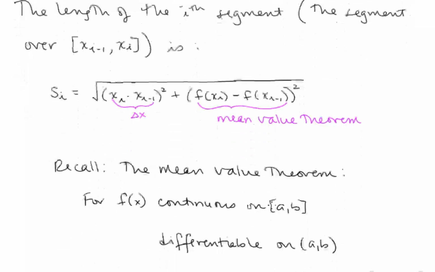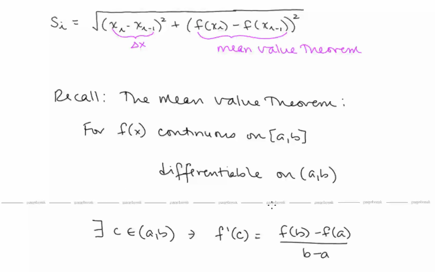So recall, the mean value theorem says that for a function f of x that's continuous on the closed interval [a, b] and differentiable on the open interval (a, b), there exists a c in the open interval (a, b) such that f prime of c is equal to (f of b minus f of a) over (b minus a). This is the slope of the secant line between the 2 points, and this is the slope of a tangent line at the particular point x equals c. So what we're saying is there's some c in this interval for which the tangent line at x equals c has the same slope as the secant line between these 2 points. That's the mean value theorem.